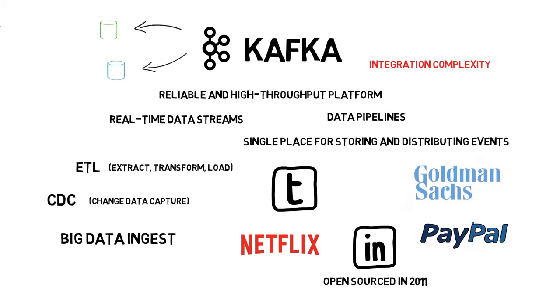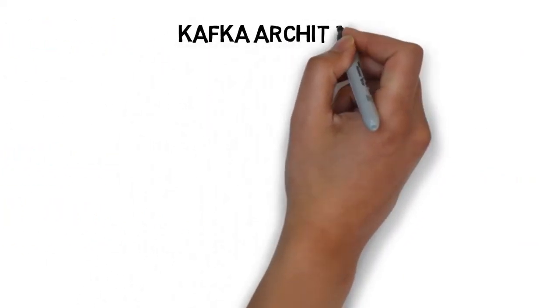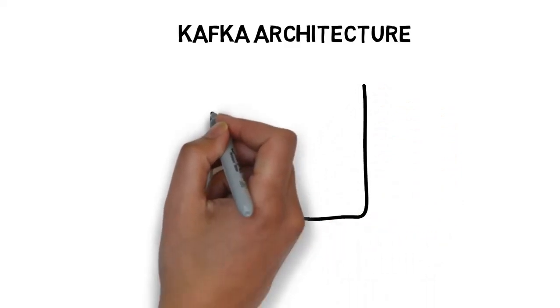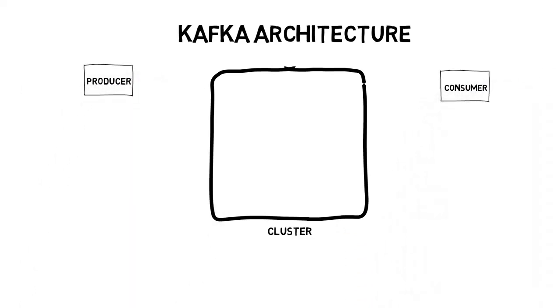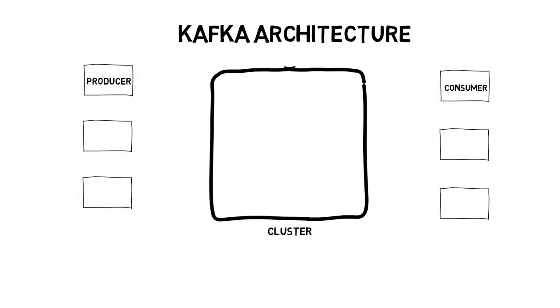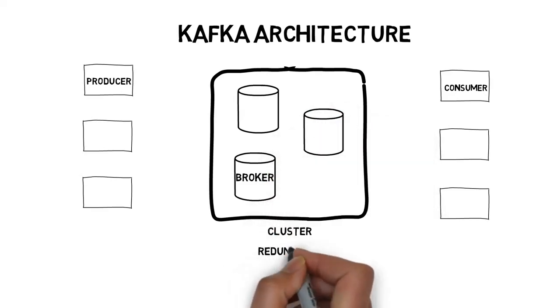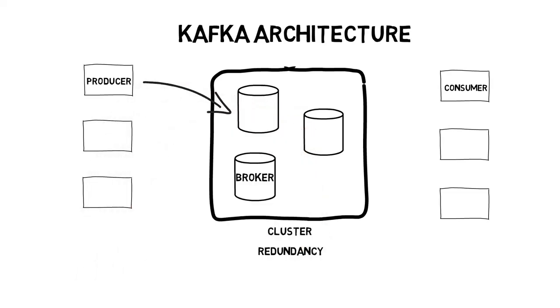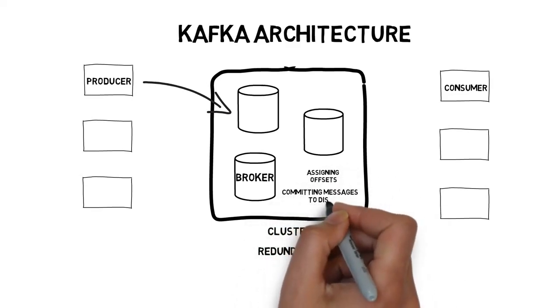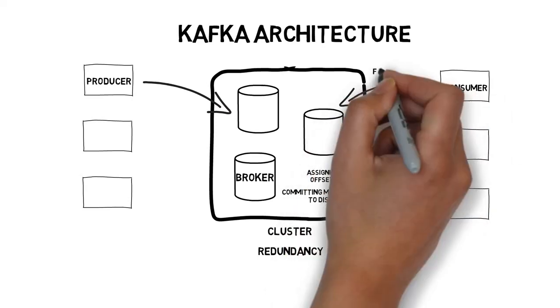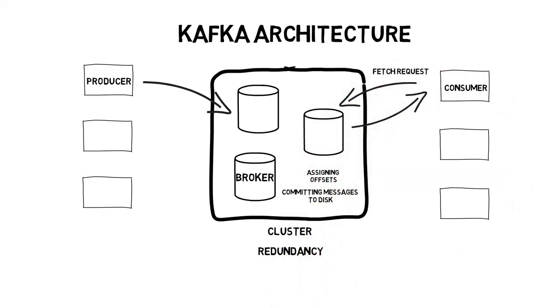Now let's dive a little bit deeper into the Kafka architecture. On a high level, usual Kafka architecture consists of a Kafka cluster, producers, and consumers. A single Kafka server within a cluster is called a broker. A Kafka cluster usually consists of at least 3 brokers to provide enough level of redundancy. The broker is responsible for receiving messages from producers, assigning offsets, and committing messages to disk. It is also responsible for responding to consumers' fetch requests and serving messages.